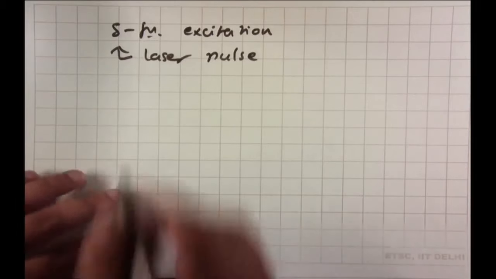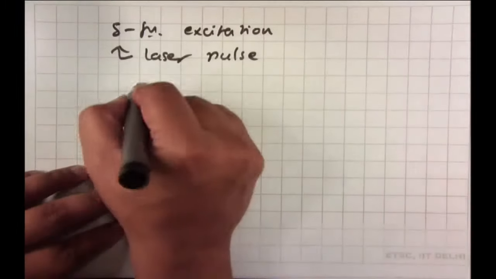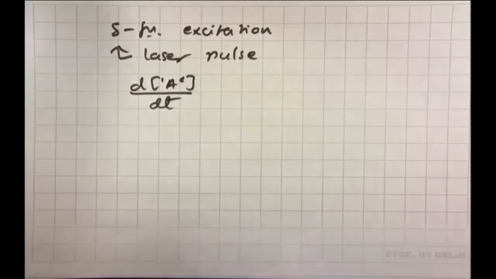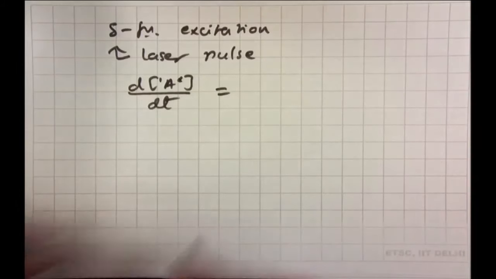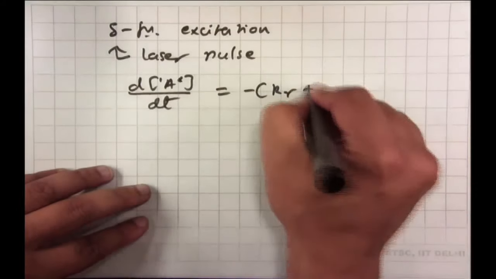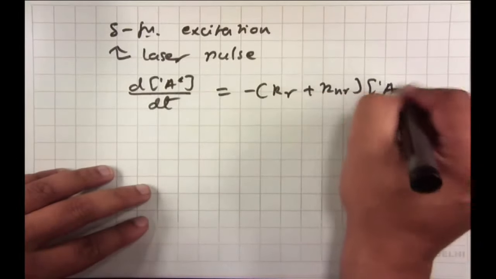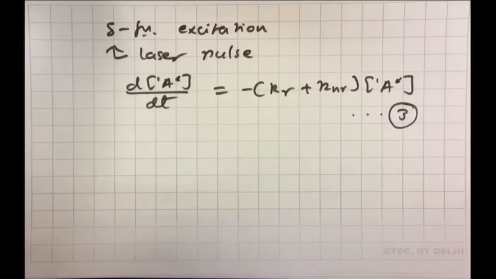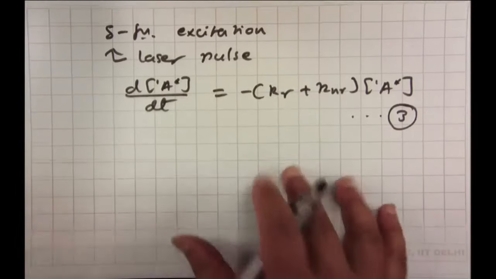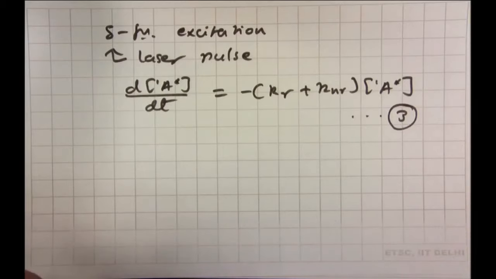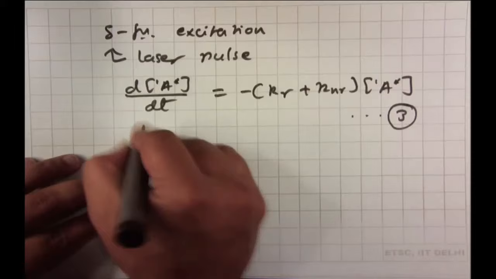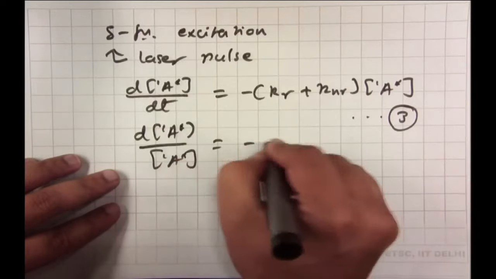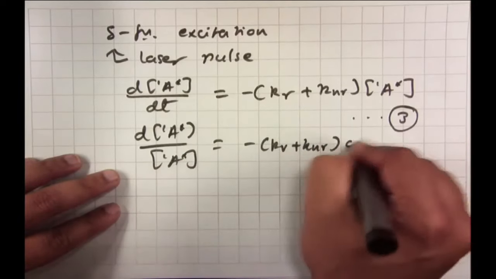So, what I can now essentially write is d of A star over d of t should be equal to what? Should be equal to minus k r plus k n r times 1 A star, right. Let this be 3. Okay. So, now this is your kinetics, regular kinetics. So, I have d of 1 A star over 1 A star is equal to minus k r plus k n r d of t.